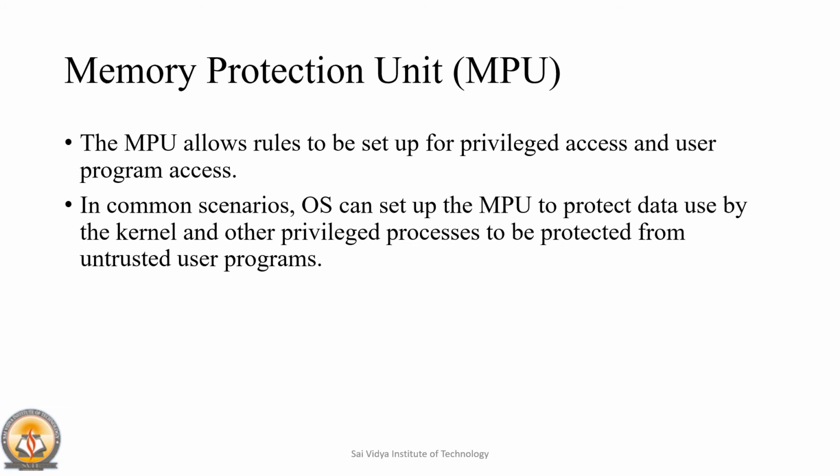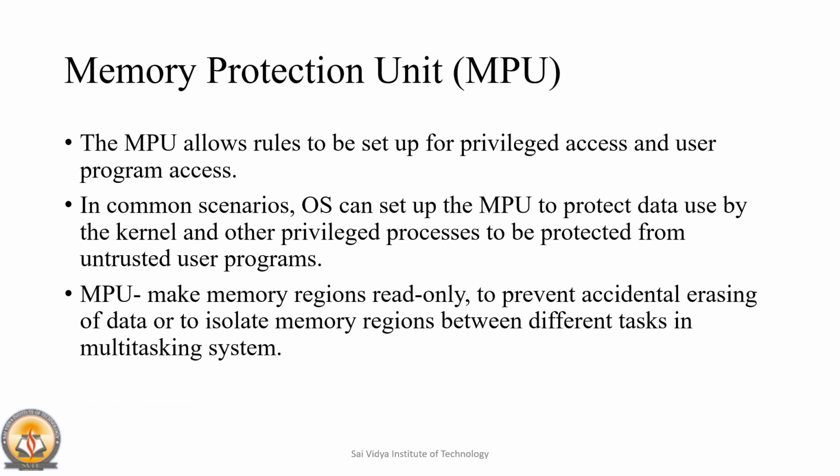In common scenarios, the operating system can set up the MPU to protect the data used by the OS kernel, or the operating system kernel, and other privileged processes from untrusted user programs. The MPU can also be used to make the memory regions read-only. This prevents the accidental erasing of data or isolates the memory regions between different tasks in multitasking systems. So this makes the system more robust and reliable.